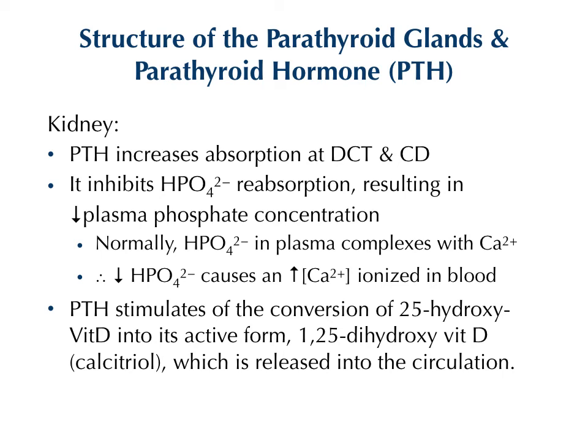As well, it will also inhibit phosphate reabsorption that will result in a decrease in plasma phosphate concentration. And normally, phosphate will complex with calcium, and therefore when you decrease the phosphate concentration, it will cause an increase in the ionized calcium in the blood. And finally, we talked about how parathyroid hormone will stimulate the conversion of inactive 25-hydroxyvitamin D into its active form, the 1,25-dihydroxyvitamin D form, which is called calcitriol. And this is then released into circulation. And that active form of vitamin D then induces a synthesis of a calcium-binding protein in the intestinal epithelial cells that will facilitate the absorption of calcium.